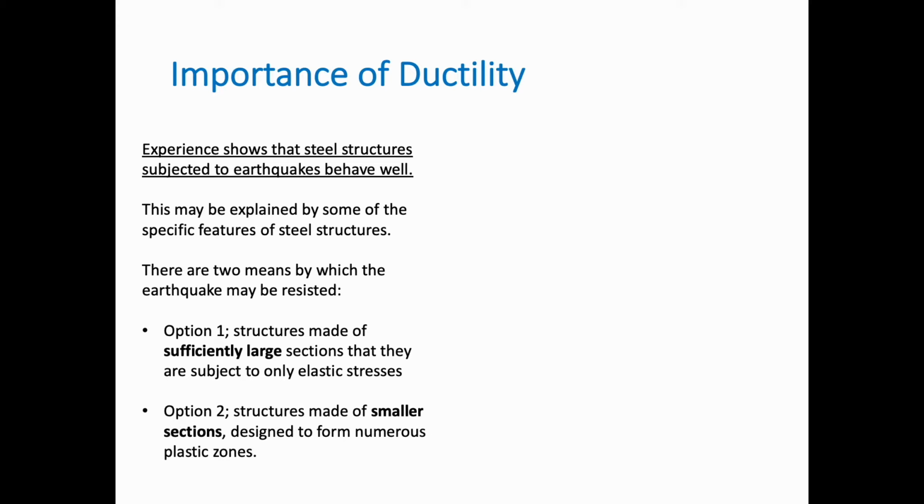And in option 2, we have structures made of smaller sections designed to form numerous plastic zones. In the past, I would say overall we were designing for option 1. More lately, with the advent of computational modeling, more precise design, and of course the overall concept of reducing sizes, we can design with smaller sections and we can control the position and the magnitude of the plastic zones, or the plastic hinges.